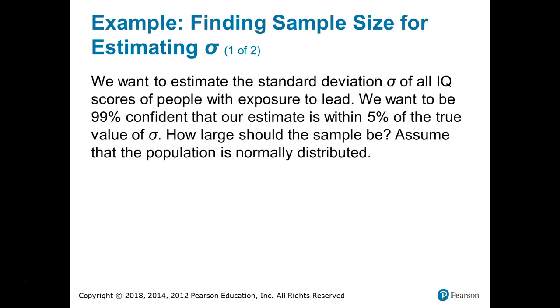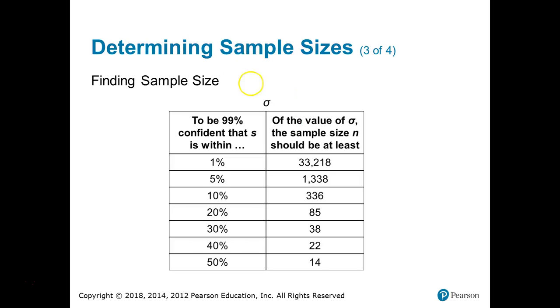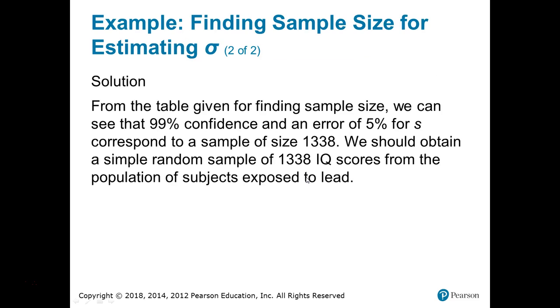So finally, let's just do a quick example. We want to estimate the standard deviation sigma of all IQ scores of people with exposure to lead. We want to be 99% confident that our estimate is within 5% of the true value of sigma. How large of a sample should it be? Assume the population is normally distributed. 99% confident that our estimate is within 5% of the true value. Let's go to this table. 99% confident that our true value is within 5%: 1,338. Let's see if we are correct.